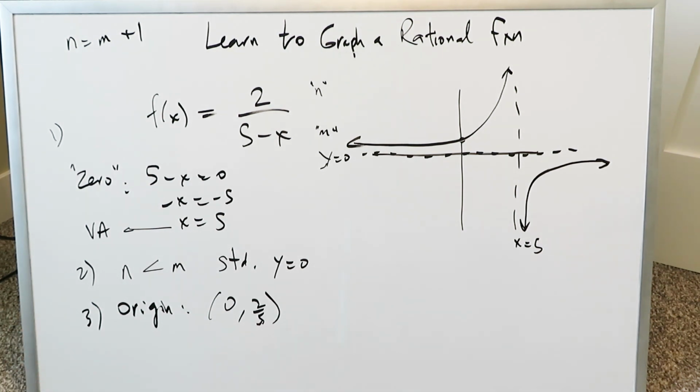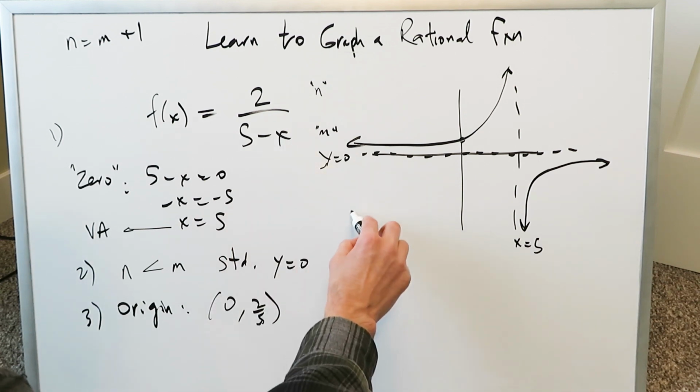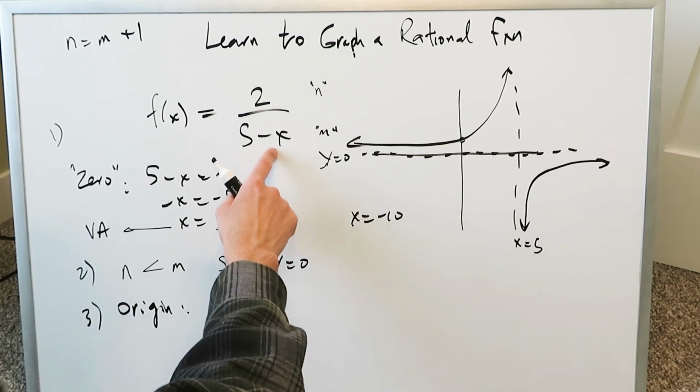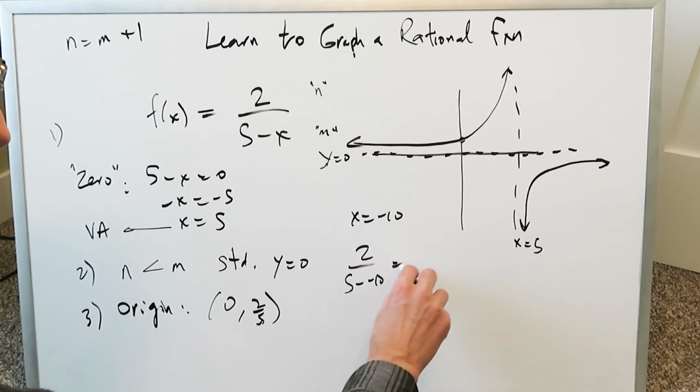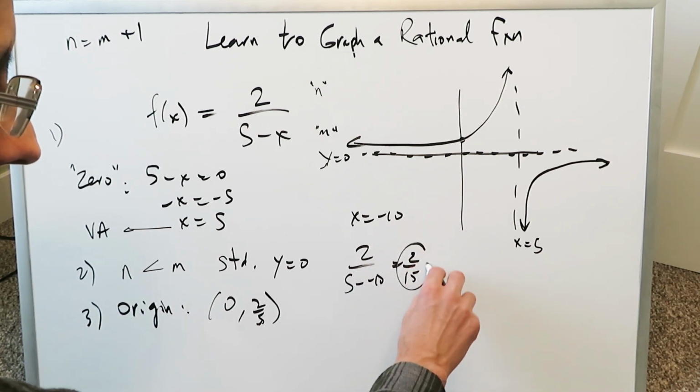You can test these values out. If x was equal to minus 10, and you plug it into your expression, you'd have 2 over 5 minus minus 10, you'd have 2 over 15, which is a positive value.